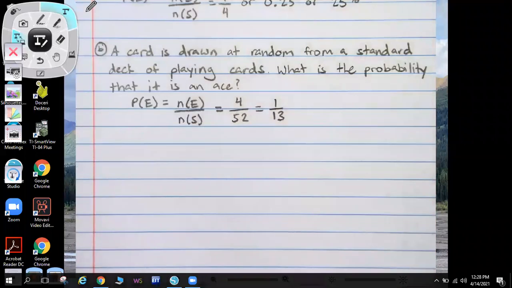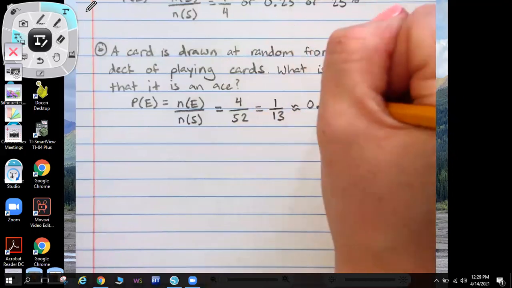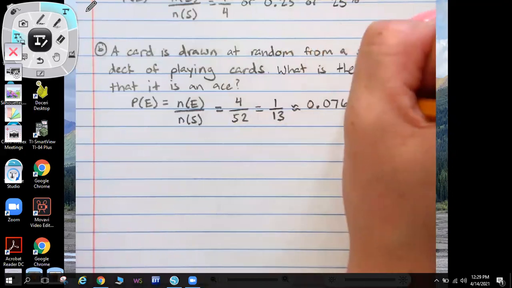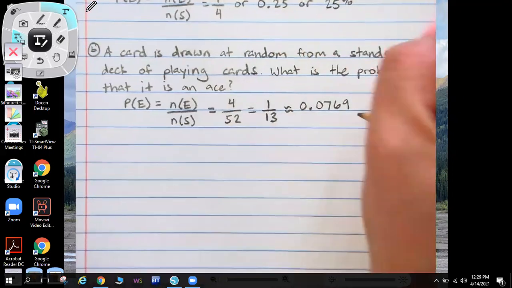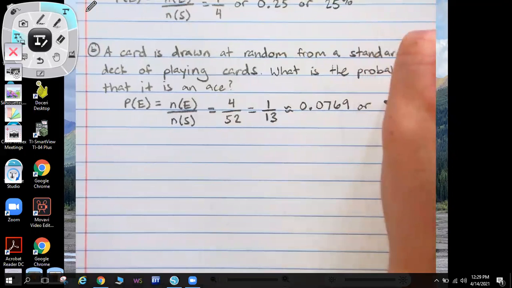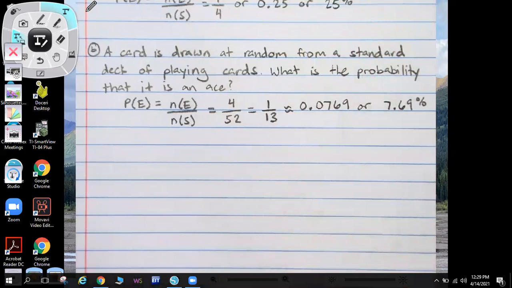If we wanted to change this to a decimal or percentage, 1 over 13 is about 0.0769. So that would be 7.69%. So if you draw a card at random out of a deck of cards, you have a 7.69% chance of it being an ace. Really, you have a 7.69% chance of it being any card, because there's 4 of each card in a deck.